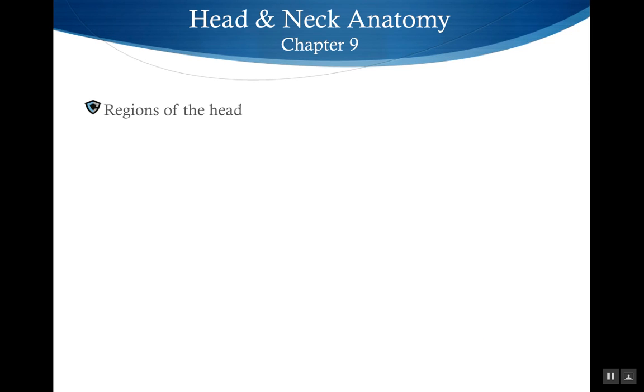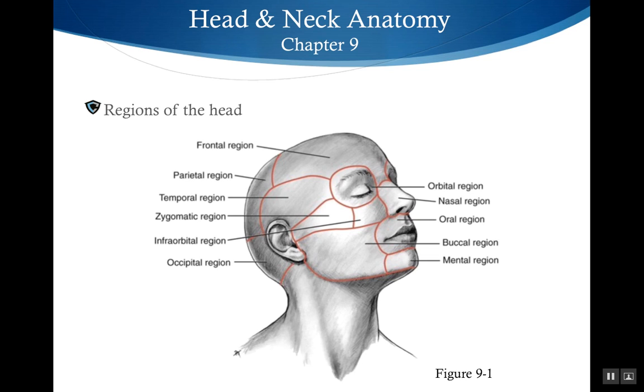All right, so let's talk about the head, okay? The regions of the head. It's divided into the regions that you see here. You've got the frontal, the parietal, the occipital, the temporal, the orbital, the nasal, the infraorbital, the zygomatic, the buccal, the oral, and the mental regions.